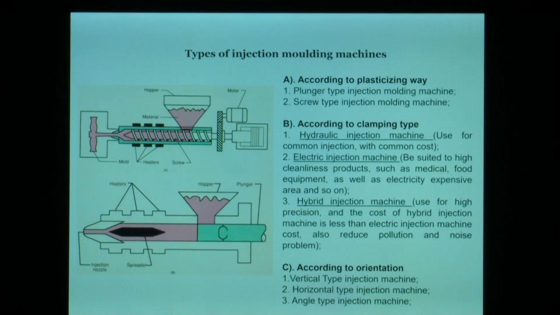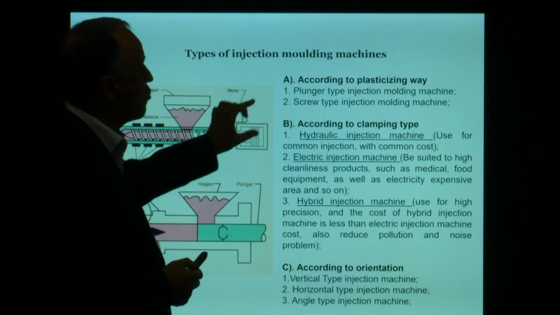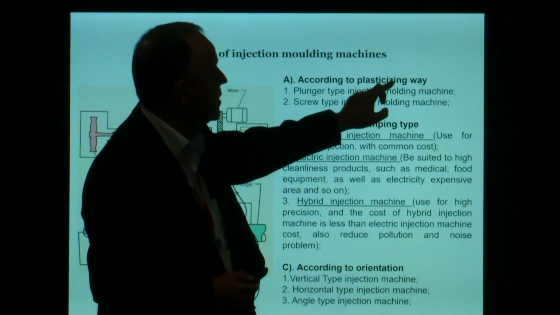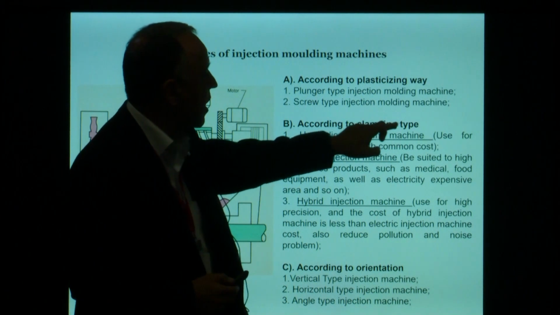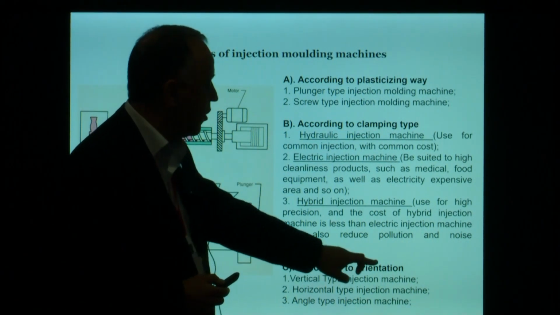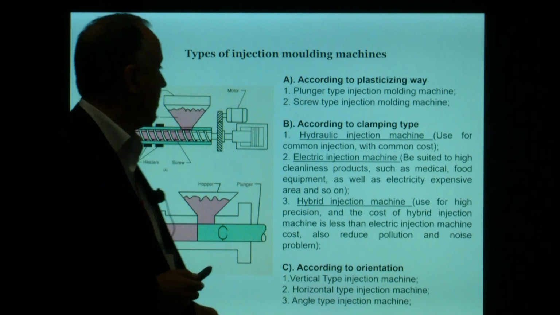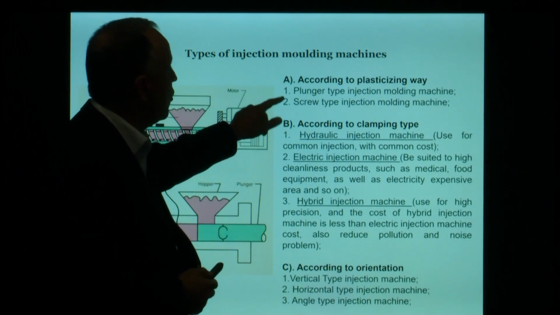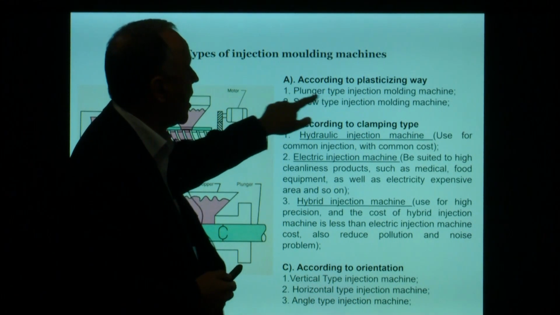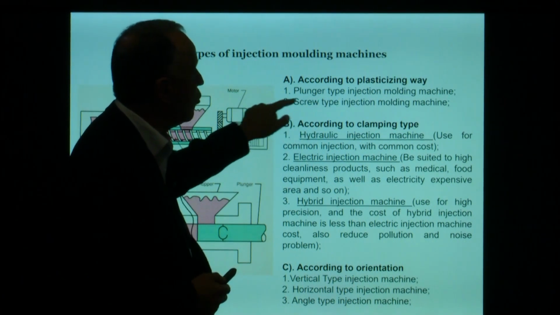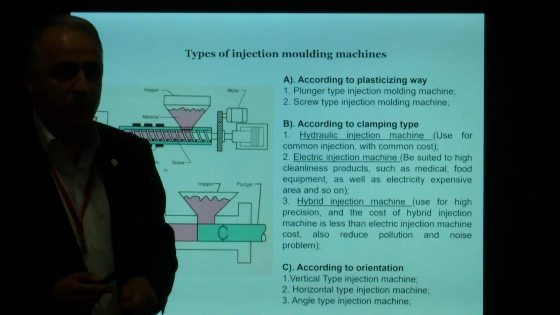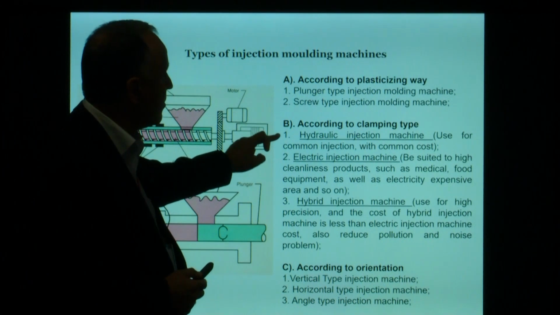You can also see the main types of the injection molding machine. I think the information is good, and you can see here the general classification according to plasticizing method, according to the clamping type, and according to the orientation of the machine. So, from this point of view, we have plunger type injection molding machine and screw type injection machine.